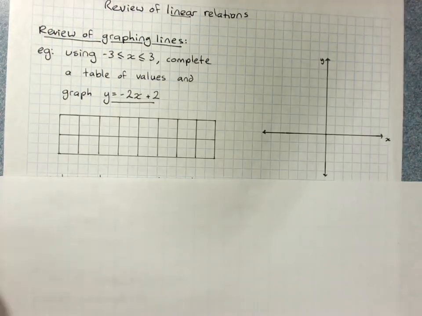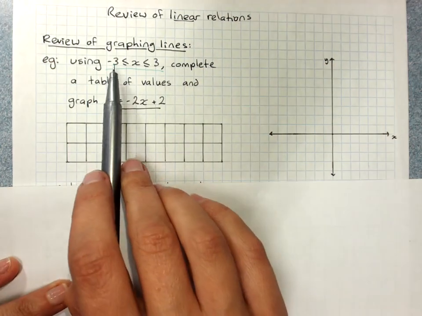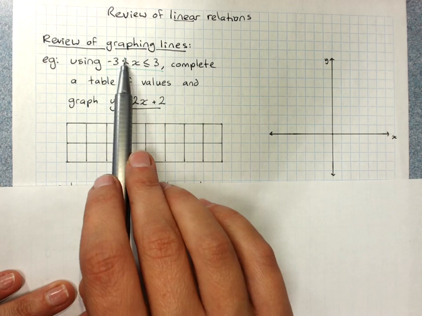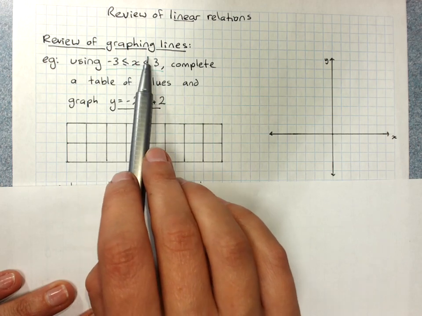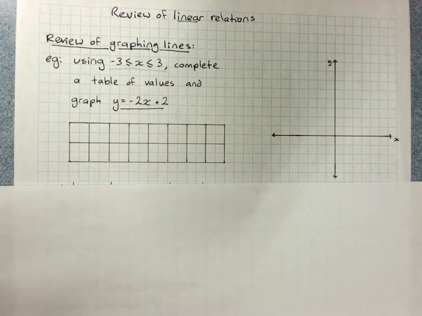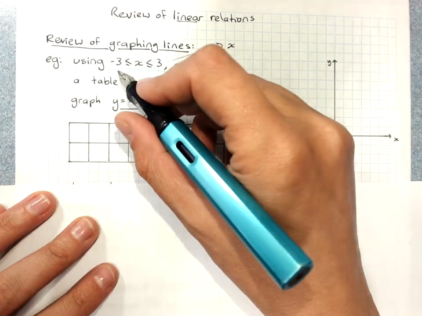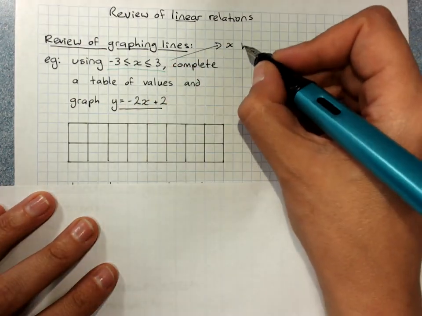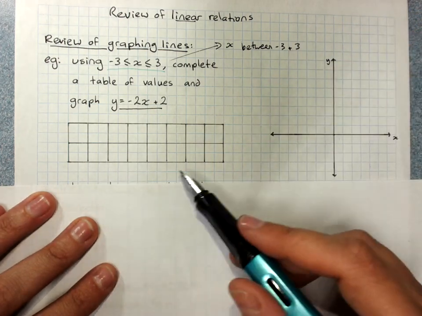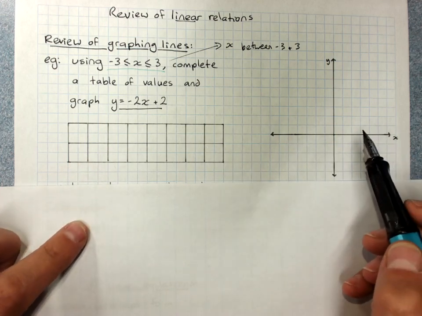I need to make sure you know what this little thing means. It's not as scary as it looks. This is saying, if you look at it mathematically, -3 is less than or equal to x, and x is less than or equal to 3. All it's saying is that we want you to use values of x between -3 and 3. So they're saying graph this relationship from -3 to 3 on the x-axis.